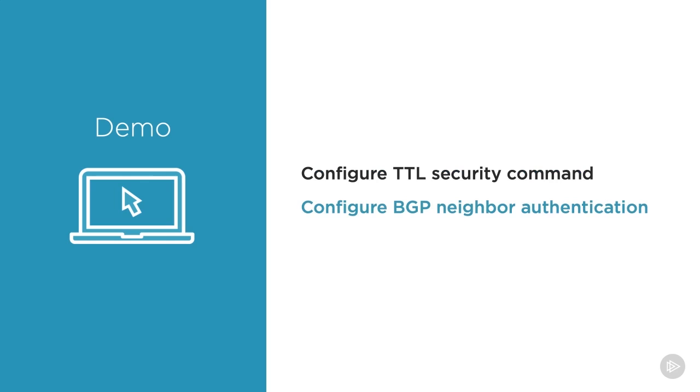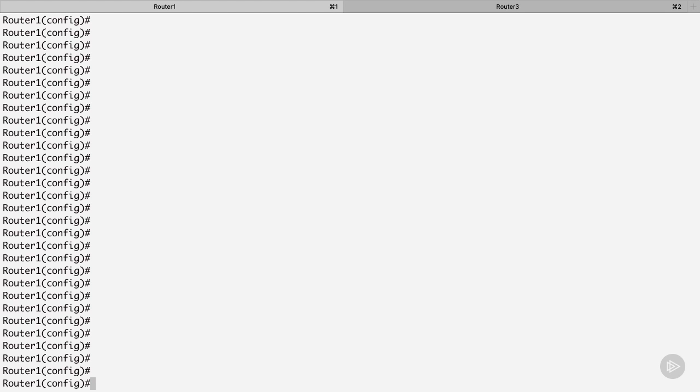Then, just like we have in the previous clips, we're going to use an authentication key. As I stated earlier, this key is hashed using MD5 and configured inside of the BGP configuration rather than on the interface.